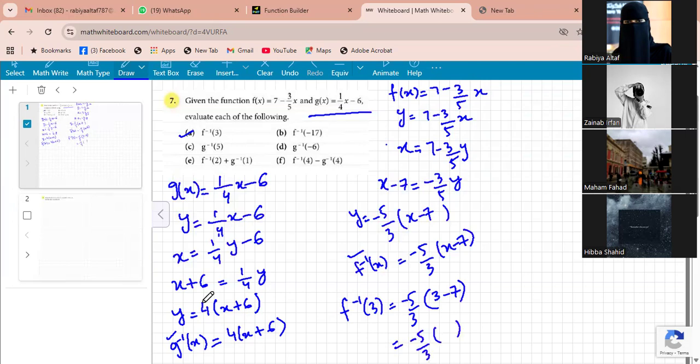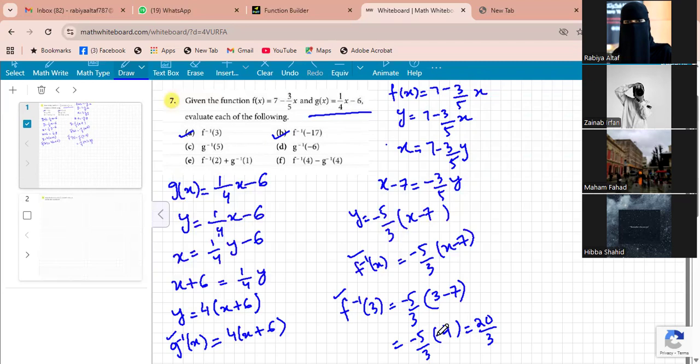What will be 3 minus 7? This is minus 4 because we need to put the sign of the greater number as well. Minus 4, and now we need to multiply these two numbers. This will be 20 upon 3, right? So this is our final answer of first part. Now in the same way you need to solve part B. Just place minus 17 at the place of x and solve it and find your final answer.